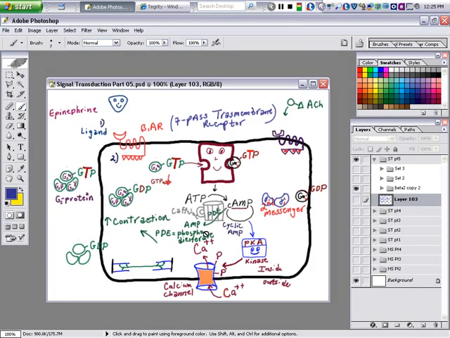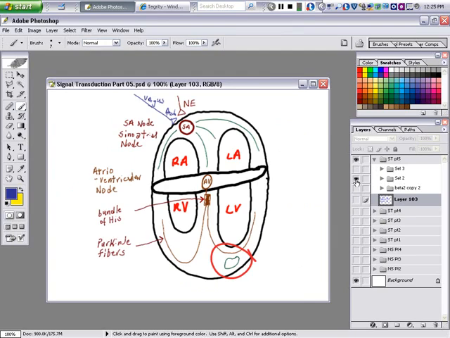Okay, we talked about this entire signal transduction cascade, and we stopped with the influx of calcium. But we still didn't see how that influx of calcium leads to greater contractility of the heart. So we're going to come back to this. And then we talked about how the heart actually works.